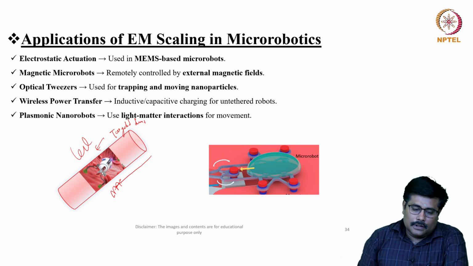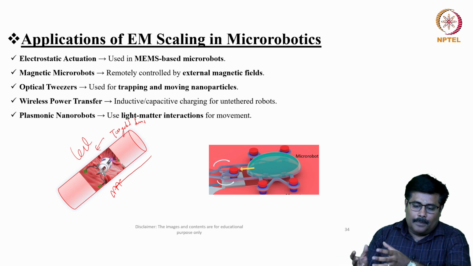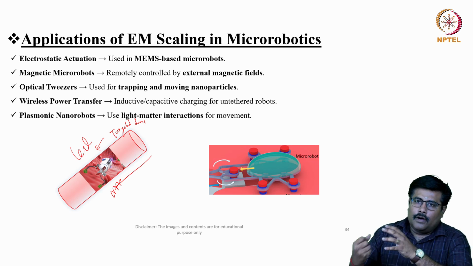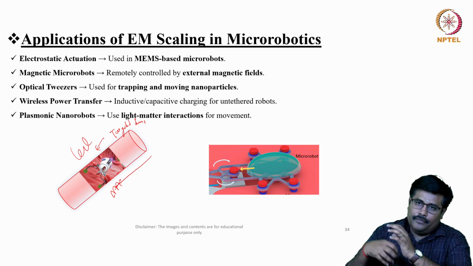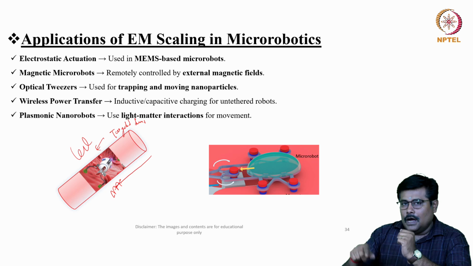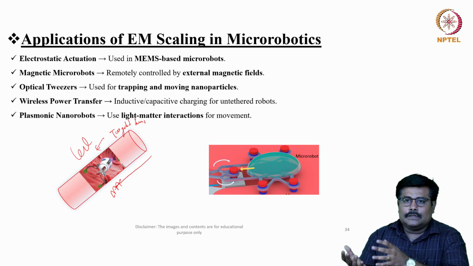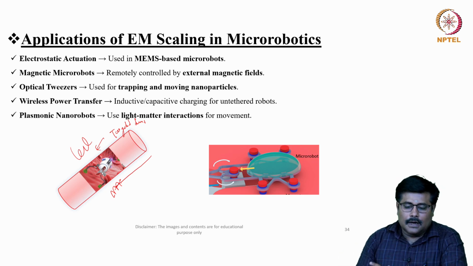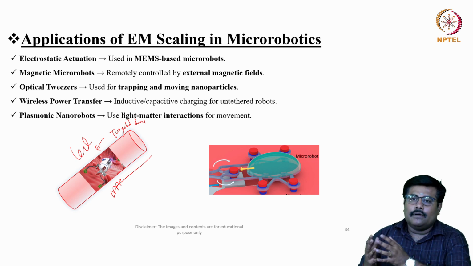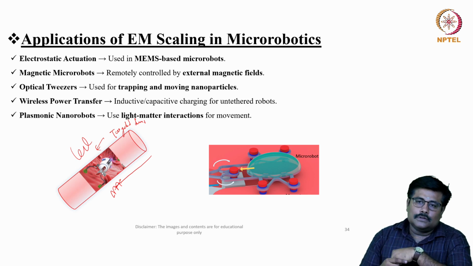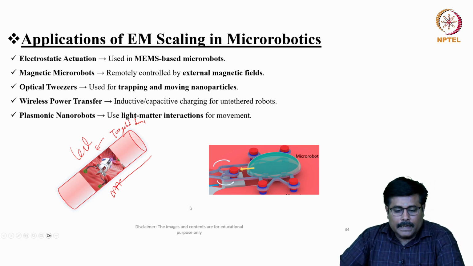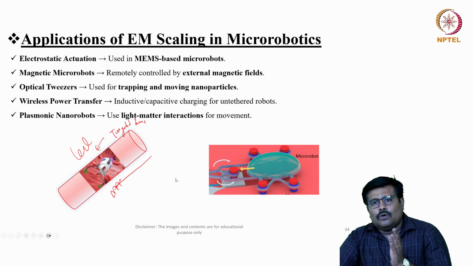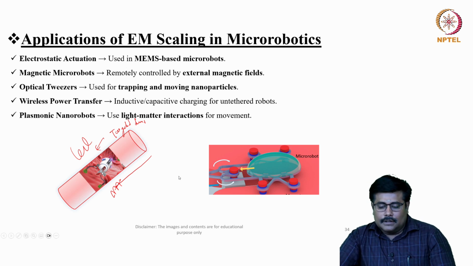When we look into these optical tweezers, they are used for trapping. The main fundamental behind the usage of these optical actuated micro robots is that if we integrate a nanoparticle along with the structure, we can appropriately actuate the system. Next, we can talk about wireless power transfer. Of course, this is where the inductive and capacitive charging for untethered robots comes into the picture. Next, which we had discussed, is the plasmonic nanorobot, which talks about the use of light matter interaction for movement.